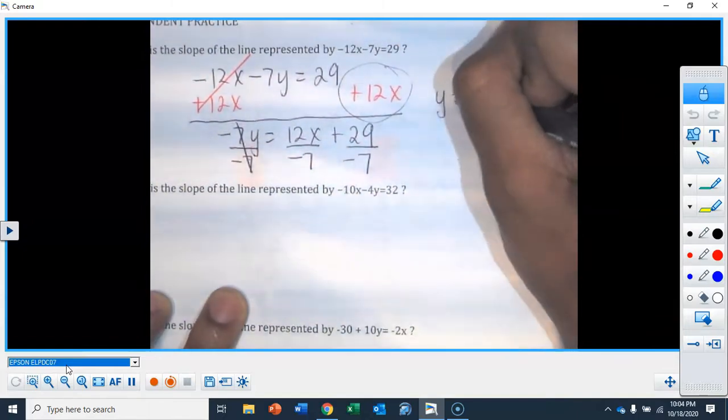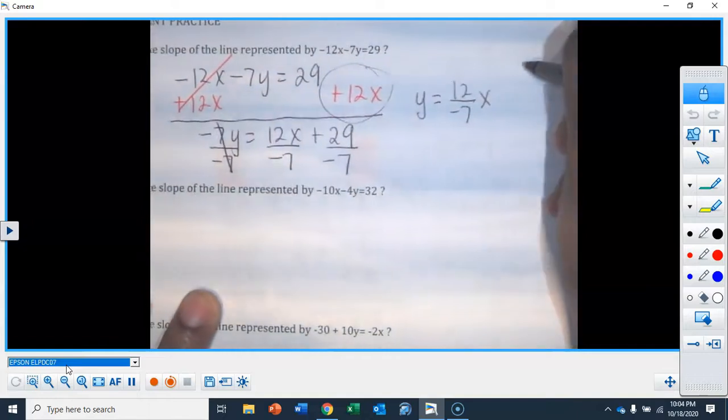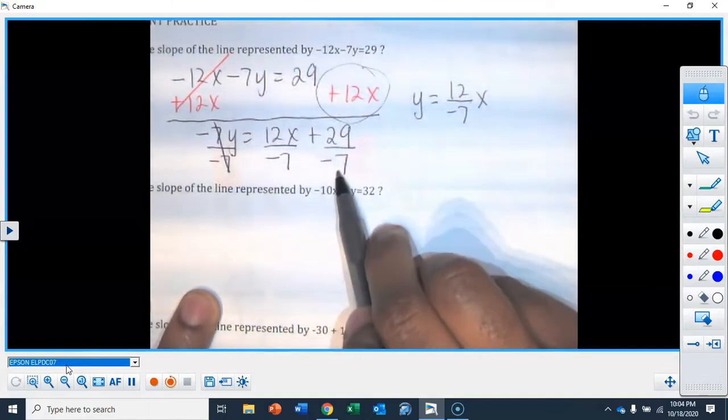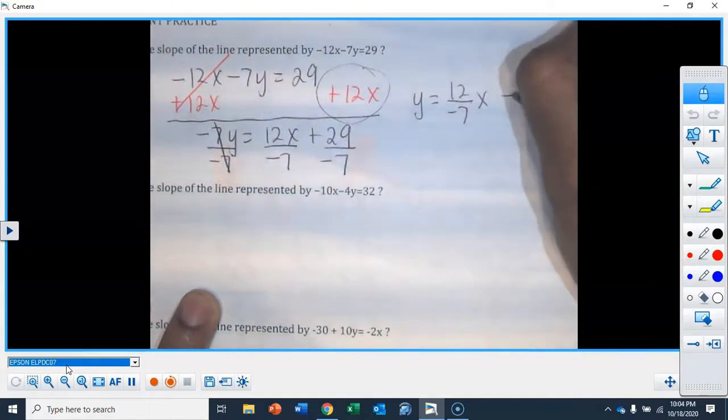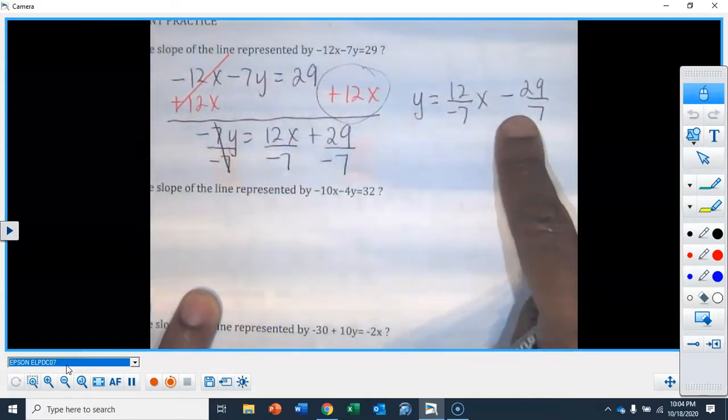Slope-intercept form. y is equal to 12 over negative 7x. And then this is a negative, even though it's at the bottom, this is negative 29 over 7. So just know that this is the same thing. I just put my minus right there.